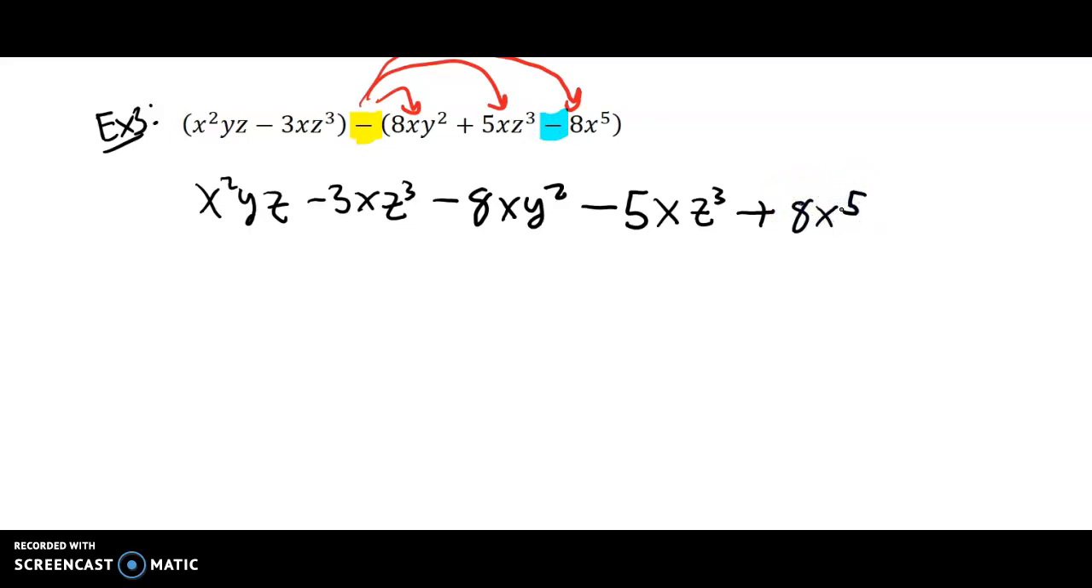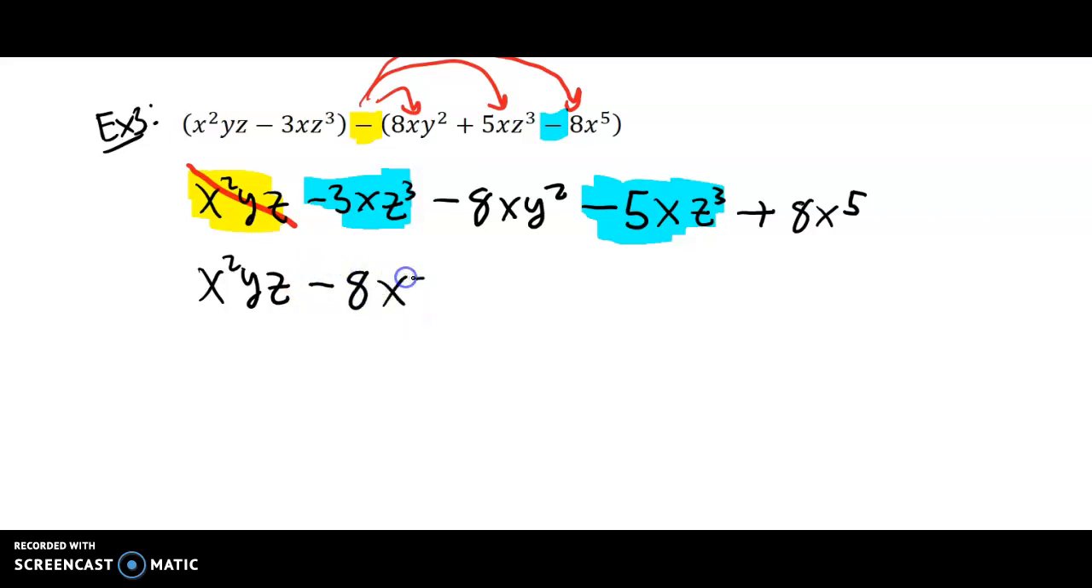Okay, same strategy. We're just going to take it one term at a time. X squared yz. I do not see another one of these, so it can't change. It has nothing to combine with, so it stays the same. Cross them out, we're done. Okay, now I've got a negative 3xz cubed. Aha, this one does have a friend. Here's a negative 5xz cubed. Negative 3 minus 5, negative 8xz cubed. We're done with those.